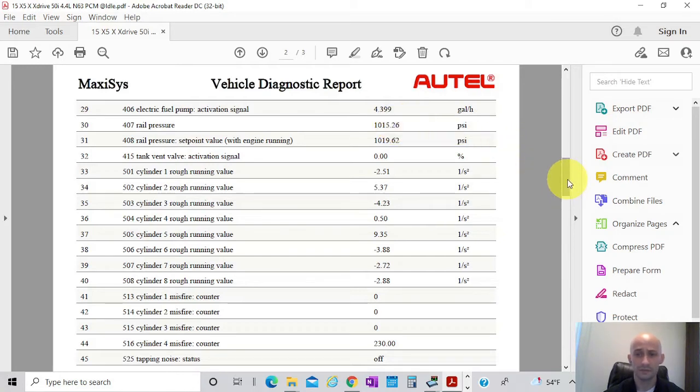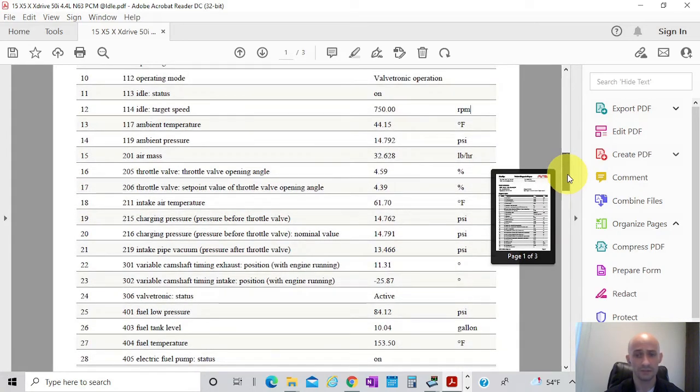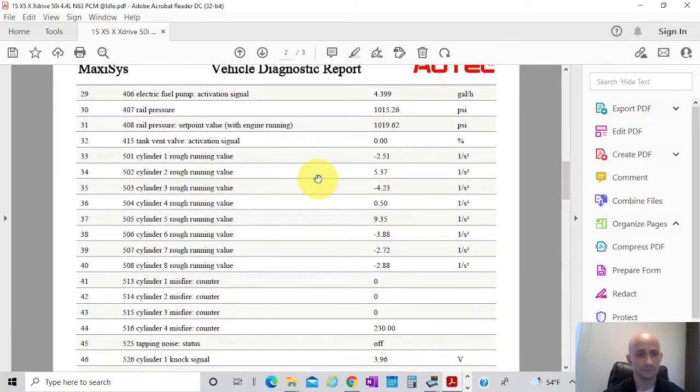So first things first, we are going to start off with our scan data. We have the Autel Maxi Elite, and I'm looking for some PIDs that indicate our misfires. Right here we have cylinder 1 rough running value all the way down to cylinder number 8. Now we can take a note here. We have cylinder number 5 and cylinder number 2 with a positive value. Cylinder 2 has about 5, cylinder 5 has about 9.